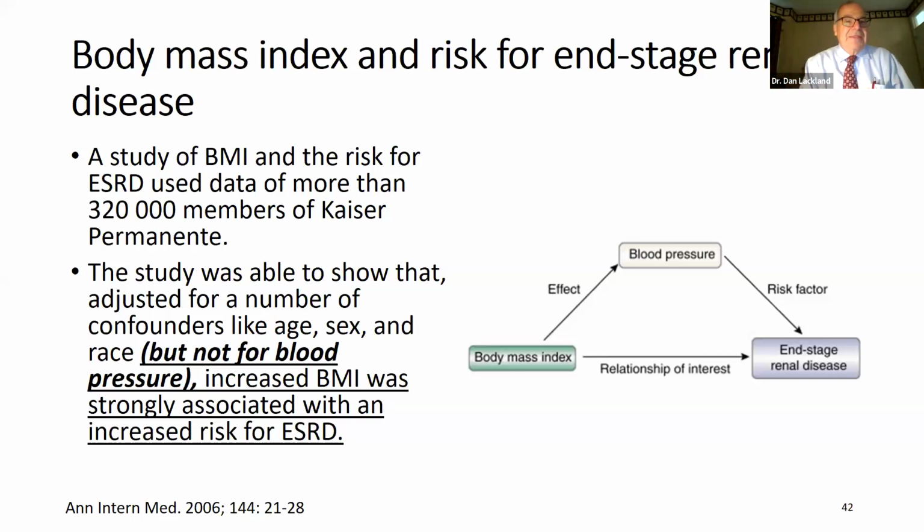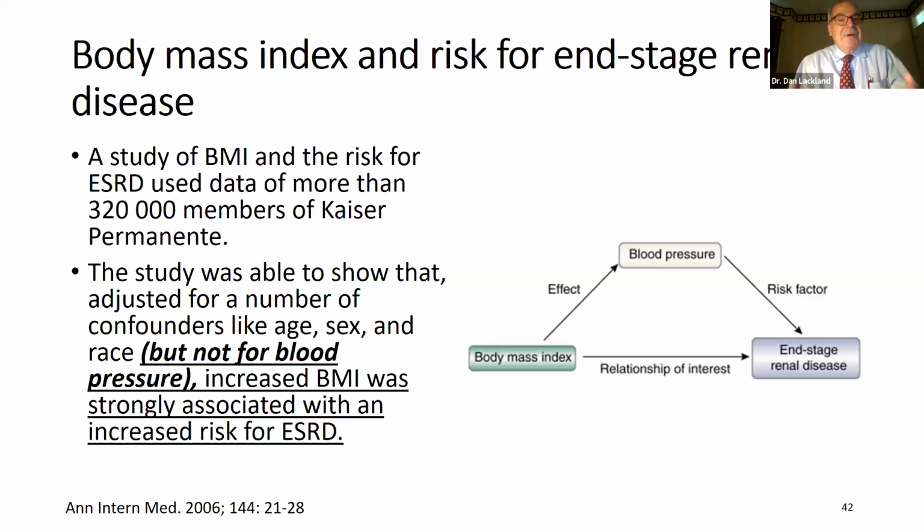Many people have done it. In this case, we're looking at body mass index and the risk of end-stage renal disease using a database of 320,000 people. Now we're getting to those numbers that Dr. Welton says are good to look at.